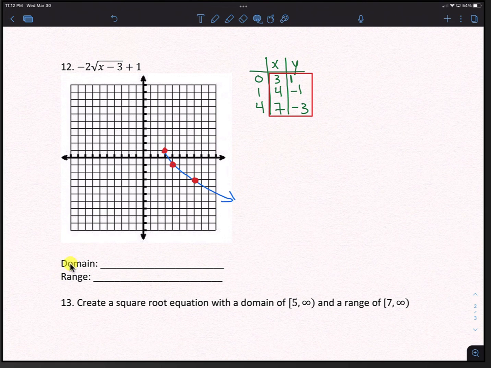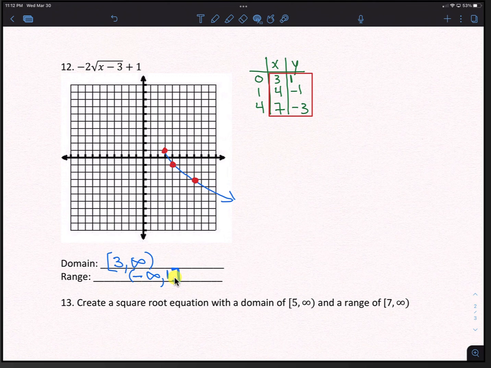All right, let's talk about the domain. The domain is going to start here at this point, which is 3 on the x-axis, and then it goes to the right forever. So our domain is going to be 3 to infinity. Now the range, the y values are going down forever, but it goes up to this point, which is at +1. So our range is going to be from negative infinity up to +1.